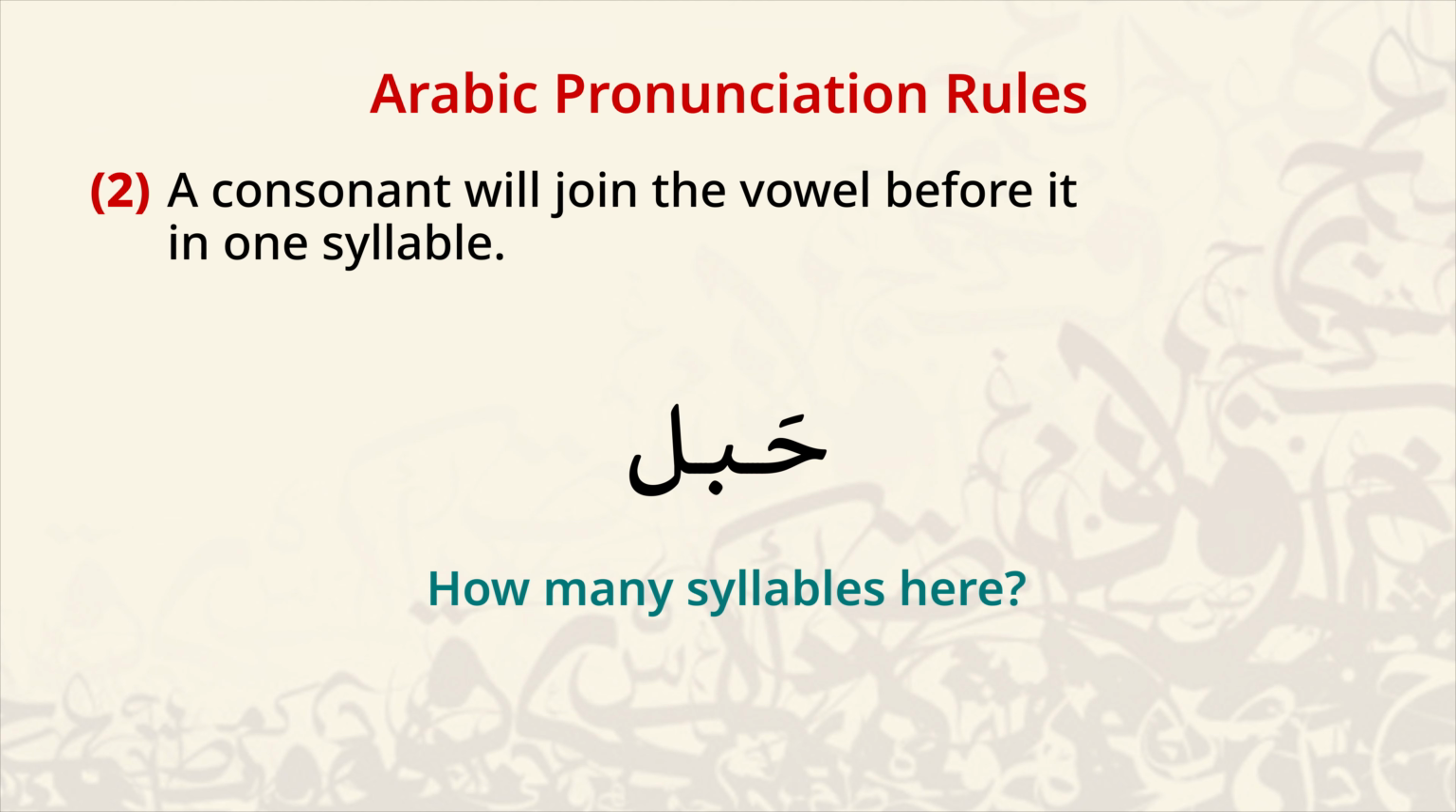How many syllables do we have here? The first letter is a vowel, so according to the first rule, it's a separate syllable on its own. But the second one is consonant, so it will be joined to the first vowel in one syllable according to the second rule. But here, the third letter is also a consonant. We cannot leave it in a separate syllable. So the solution is to join it with the only syllable in this word. This is the only case in which we have 3 letters in one syllable.